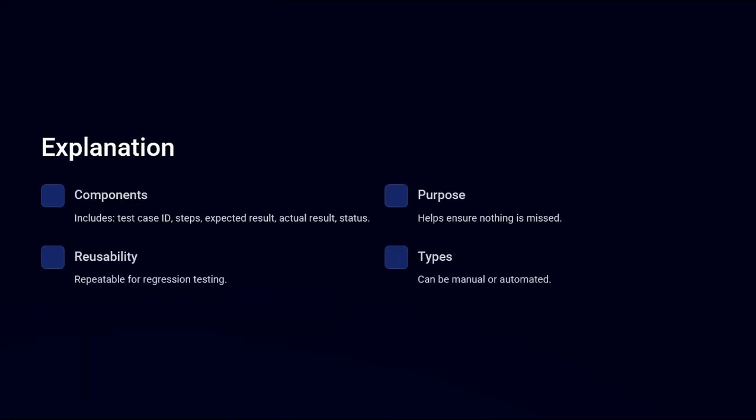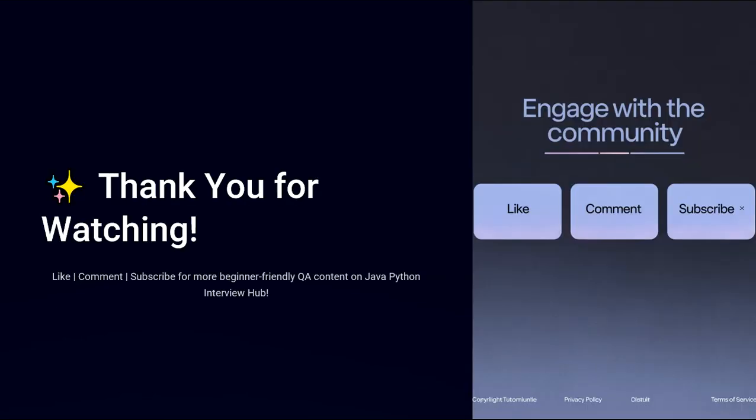So, the explanation would be: the main components include test case ID, steps, expected result, actual result, and the status. What is the purpose? It helps ensure nothing is missed. Reusability: repeatable for regression testing. And the types can be manual or automated.